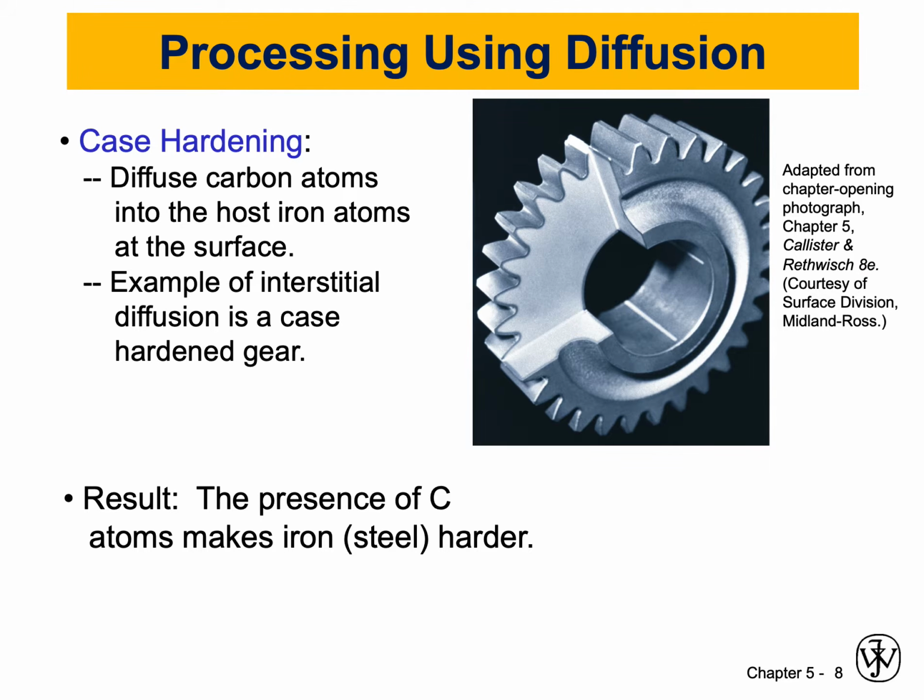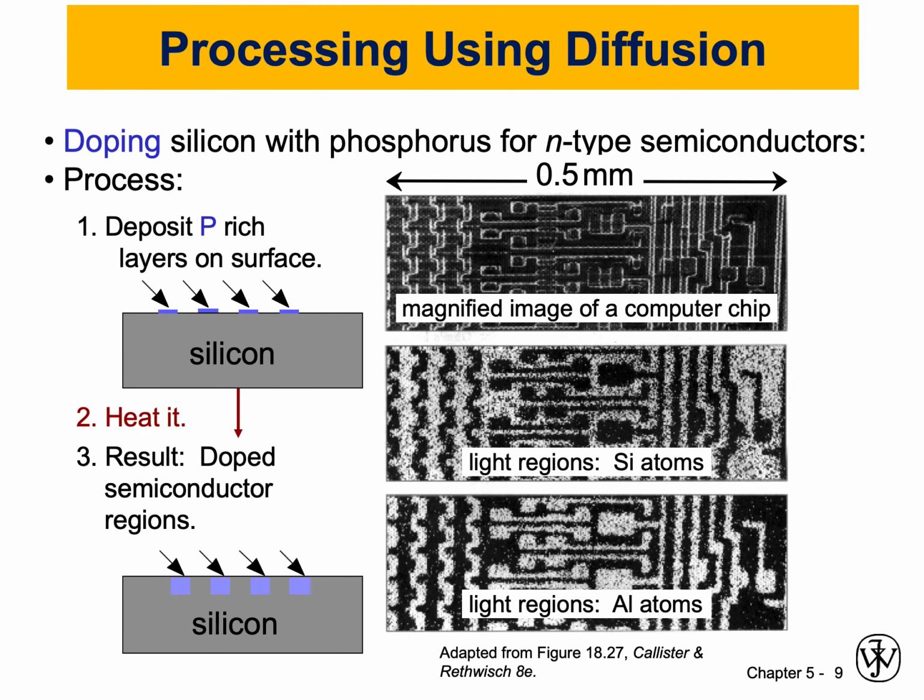So we can make a gear of steel, and if we want to make it harder, we can let carbon diffuse inside that material. Carbon is like an impurity, and carbon will hinder the movement of dislocations of the iron, and that's why we call it case hardening. Another example of the use of diffusion in solids is something called doping.